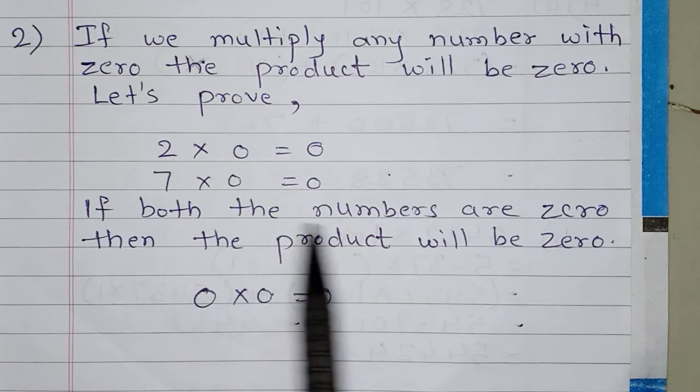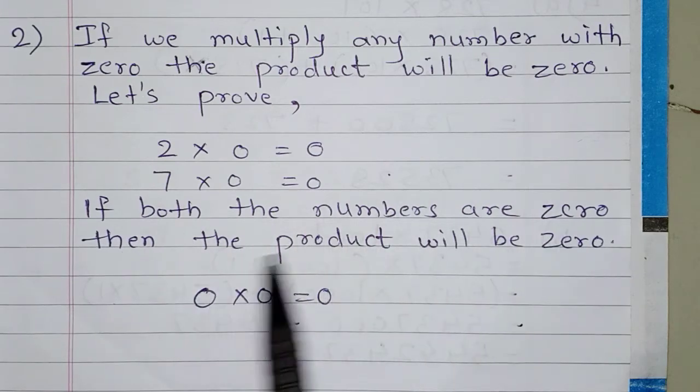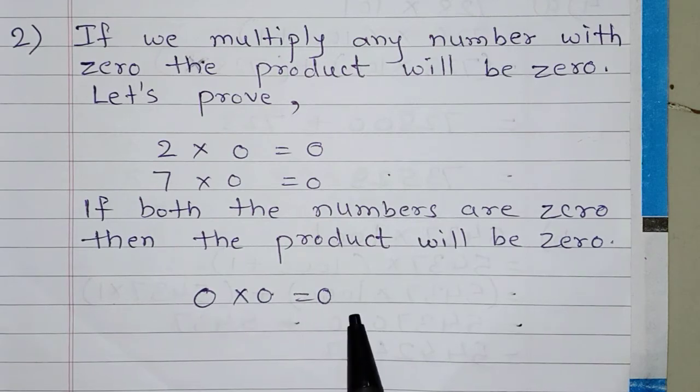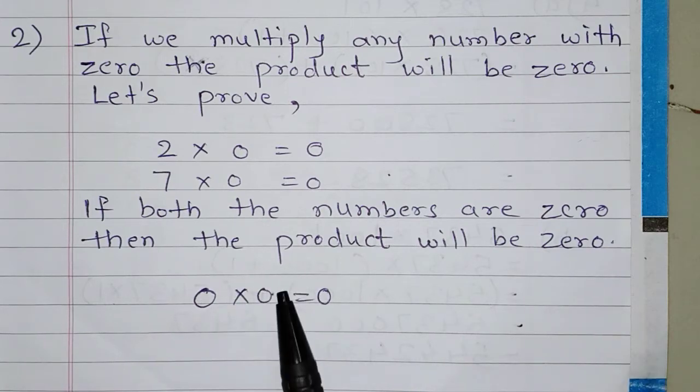Now if both the numbers are 0, then the product will also be 0. Like 0 into 0, the answer is 0. So we prove that if one number or both numbers are 0, the answer is 0.